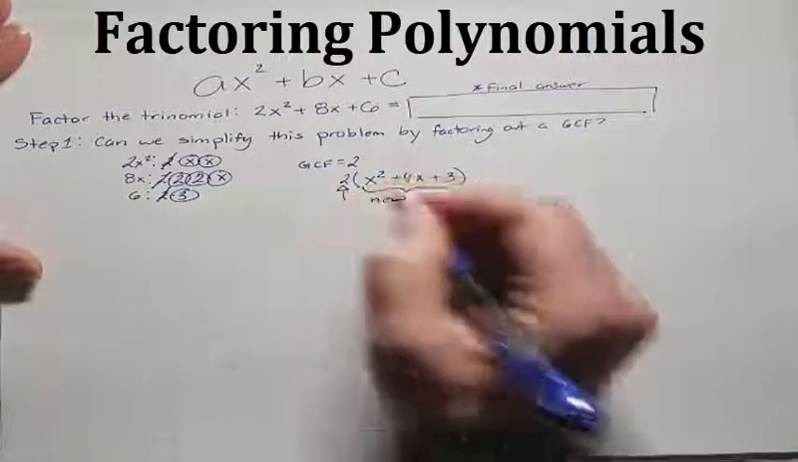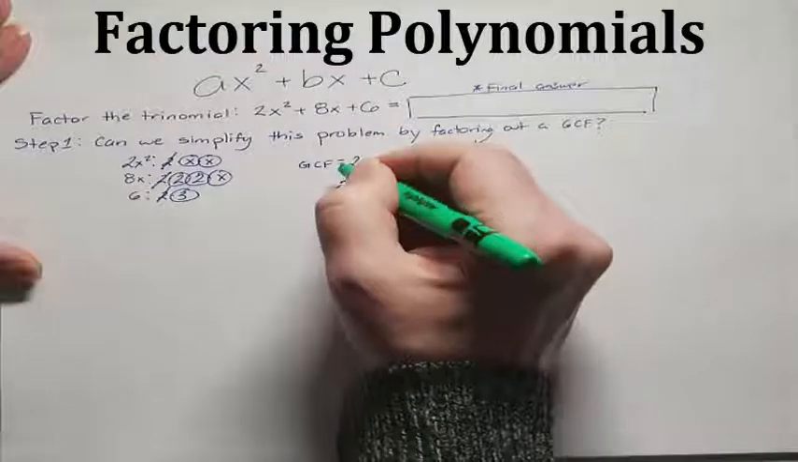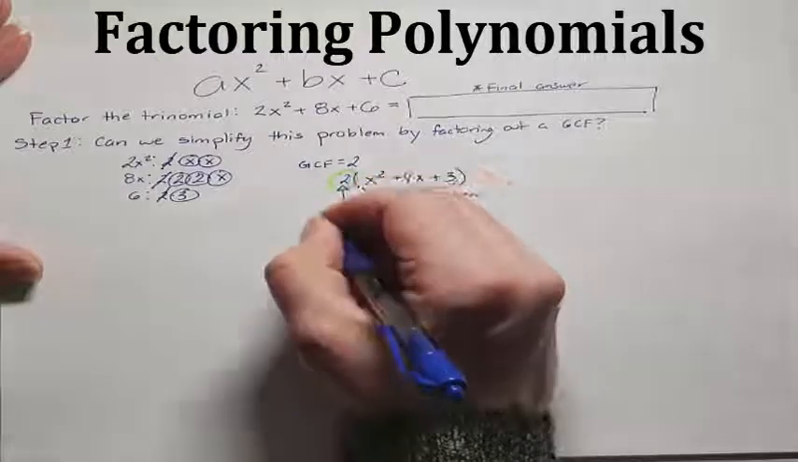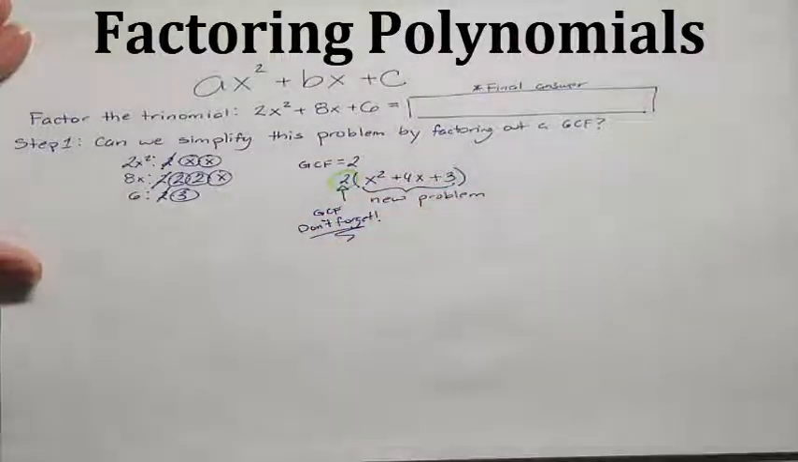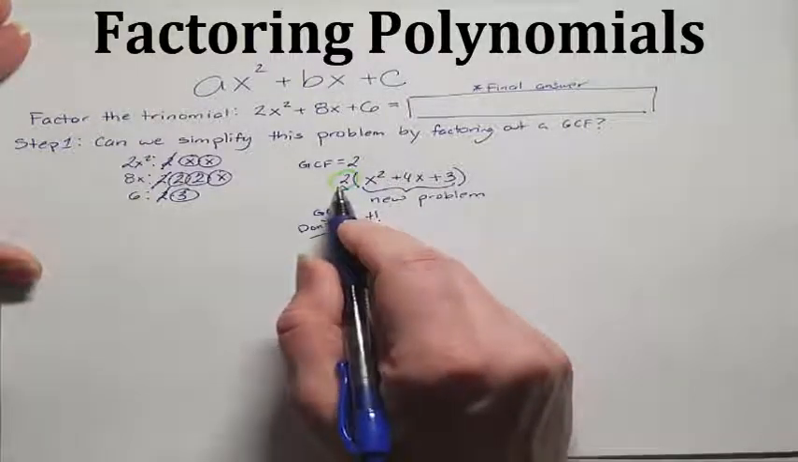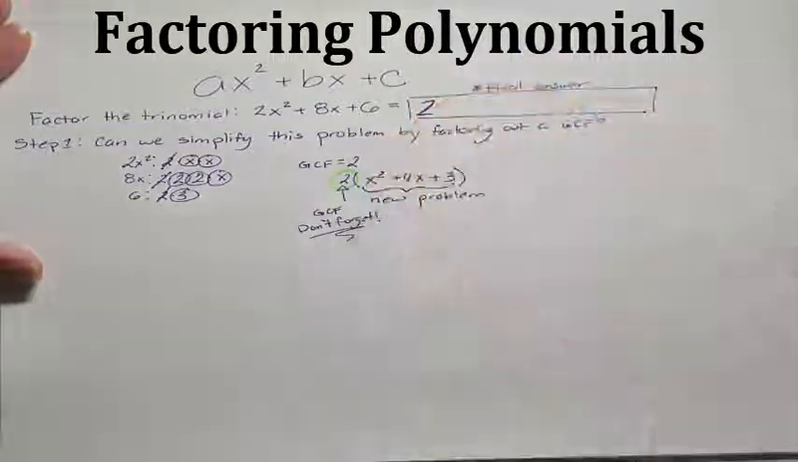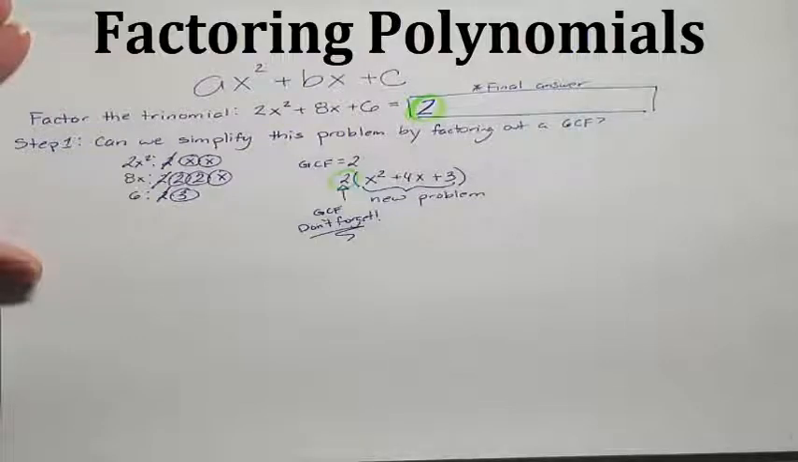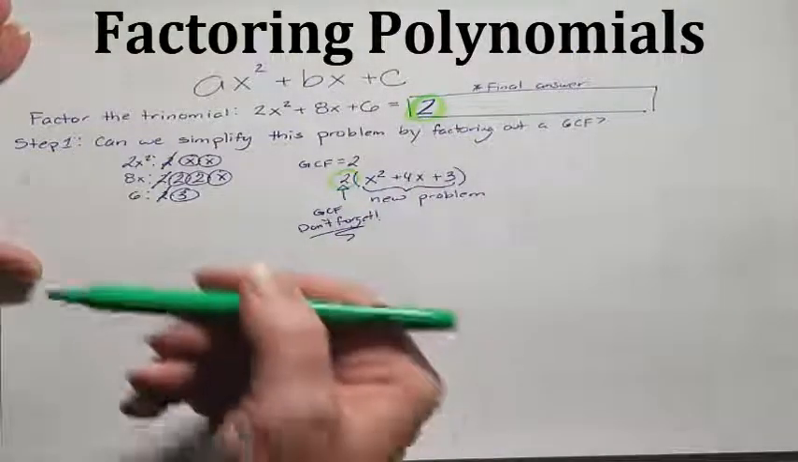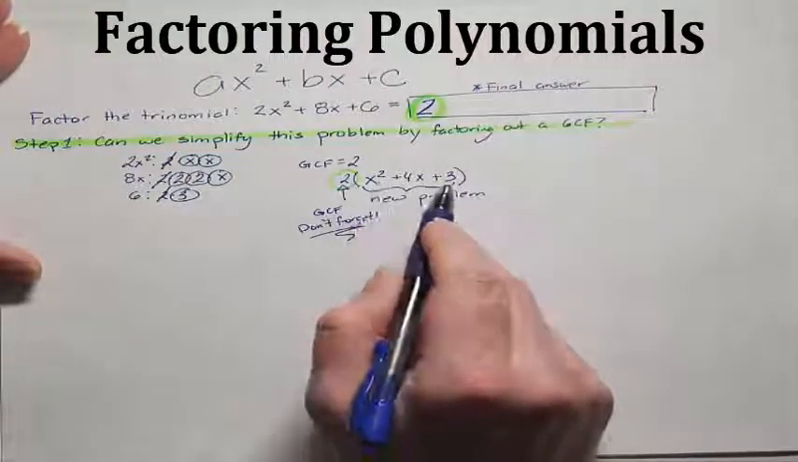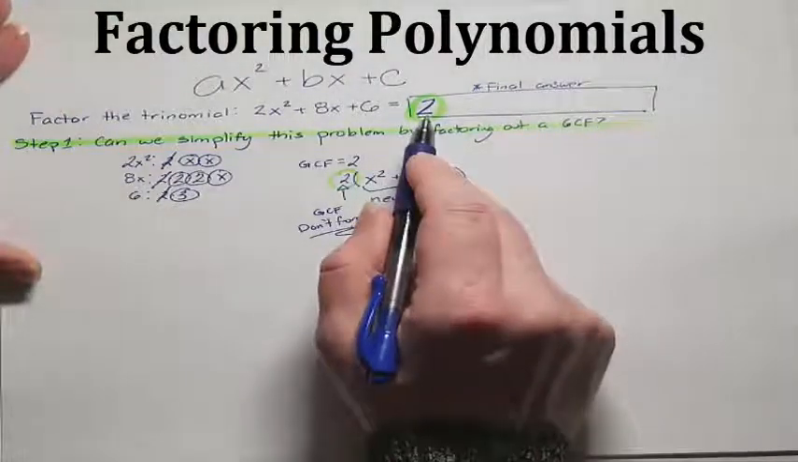Now you cannot forget about this 2 right here. This 2 was a part of the original problem. You cannot forget about him. He's part of the original problem. We're going to work with this new baby problem, but this 2 is still a part of the original. We took him out at the very beginning, so you need to put him right here at the very beginning and not lose him. He is part of our answer. So step 1, can we simplify the problem by factoring out a GCF? And we did. The problem we are actually going to be working with now is this problem right here because we factored out a 2.